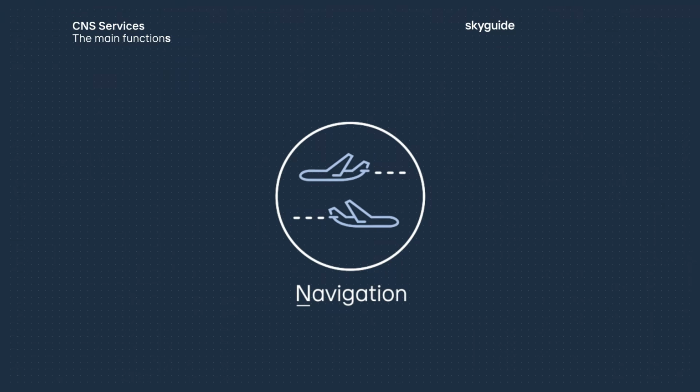Navigation is done by the pilot to steer the aircraft safely to its destination. En route, this is done primarily with satellite navigation and ground systems as a backup, but landing is still primarily done with ground-based instrument landing systems, ILS.